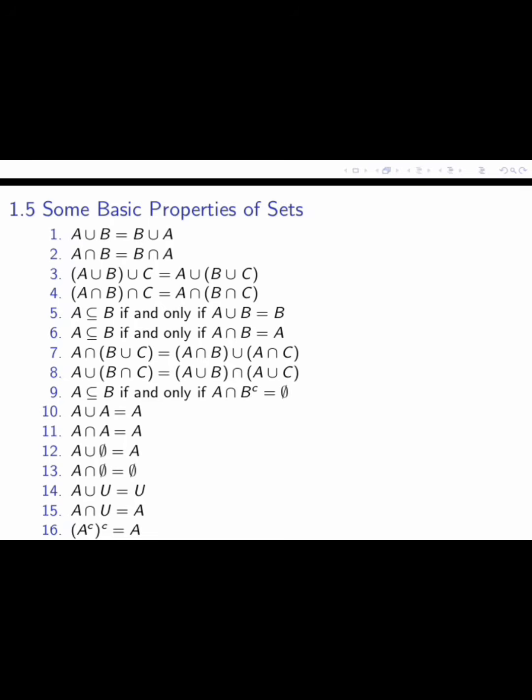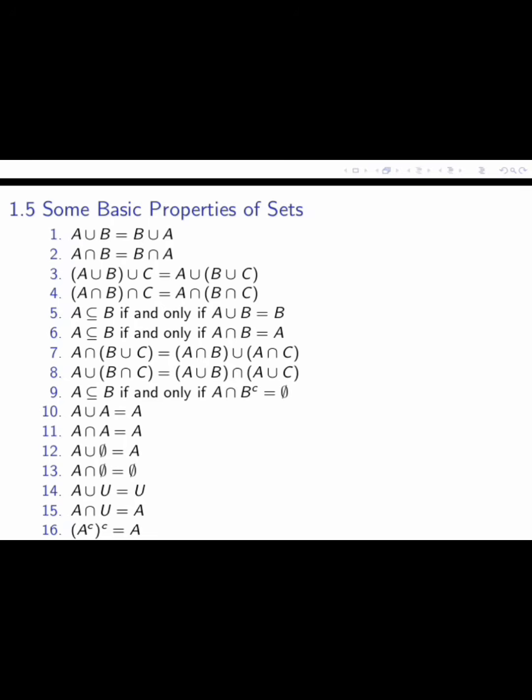Number 1 and 2 is called commutative. 3 and 4 is called associative. 7 and 8 is called distributive. I don't know the name for 5 and 6. 5 and 6 is just subset. But 7 and 8, they are called the distributive. So we distributed intersection. Intersection was distributed in number 7, while in number 8 union was distributed.